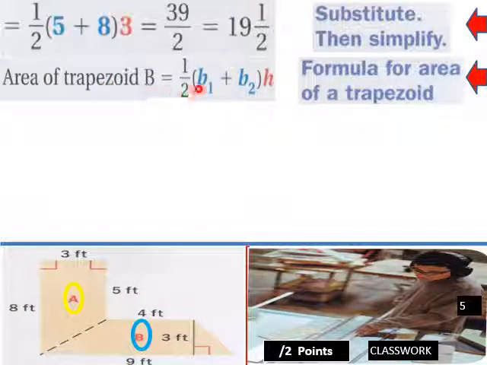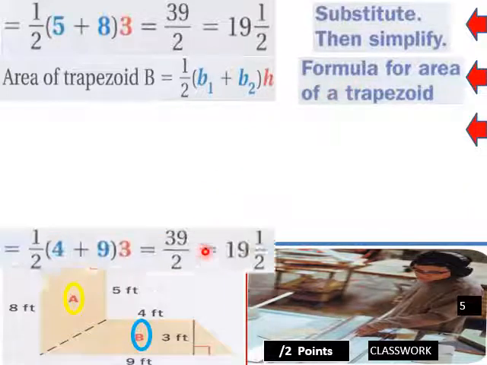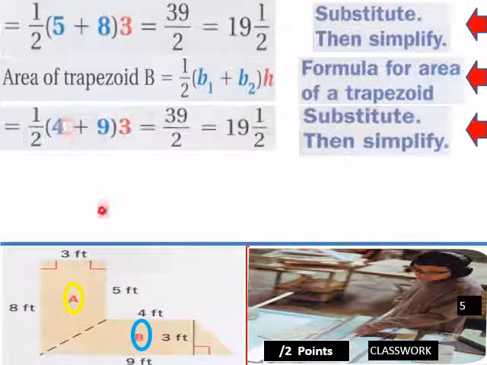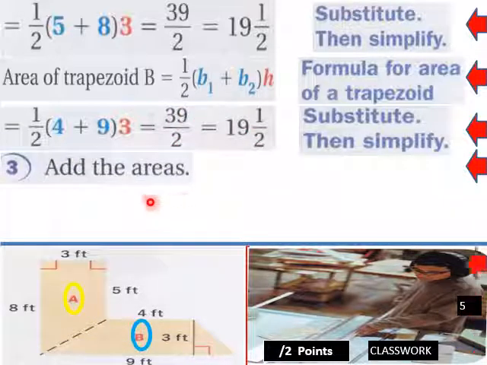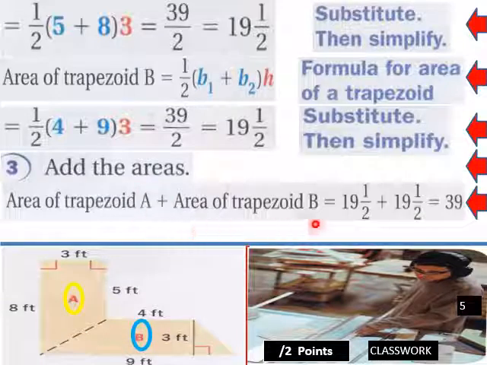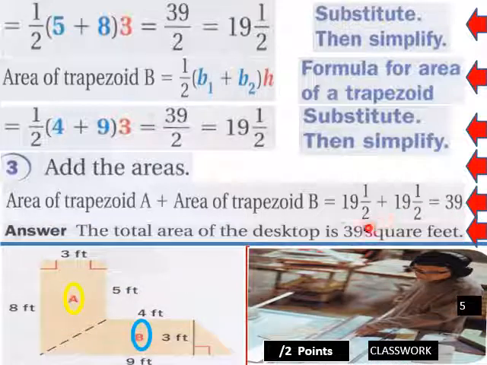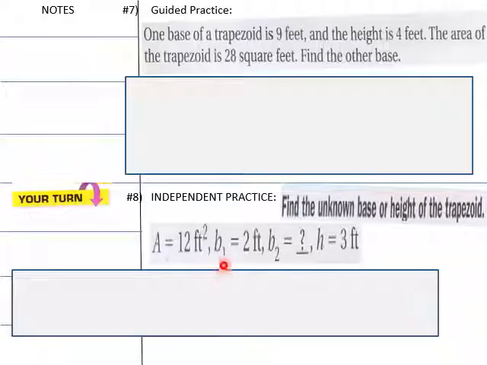So the area of trapezoid B is 1/2 b1 plus b2 times h. So to find that area, again, we plug in our values here, 4 and 9 times 3, multiplied all by 1/2. We get 39 over 2, which is again 19 and 1/2. So they're both the same. So we add the areas, and we get 19 1/2 plus 19 1/2 is 39. So it's 39 square feet would be the total area of that L-shaped desk.